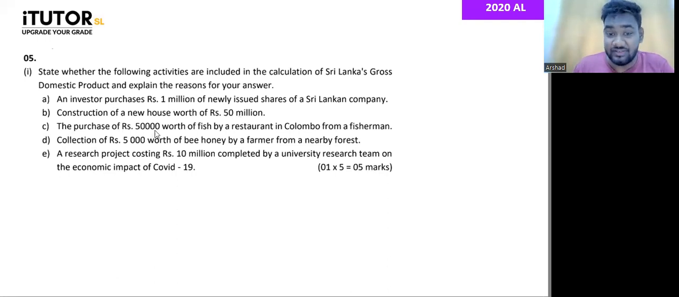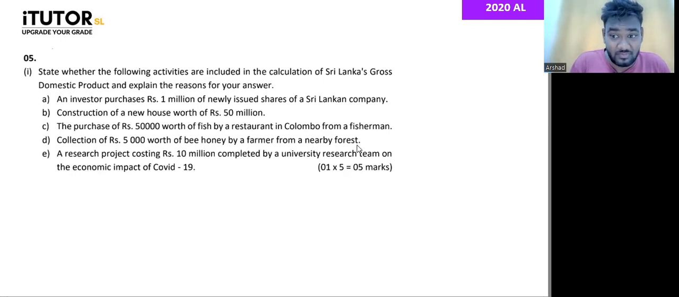Purchase of 5,000 worth of fish by a restaurant in Colombo from a fisherman. Think. A restaurant has purchased fish from a fisherman. Not included. Why is it not included? Because these are intermediate goods. So the restaurant is not buying it to eat. No, the restaurant is buying it to make something. So these are intermediate goods. You don't include.